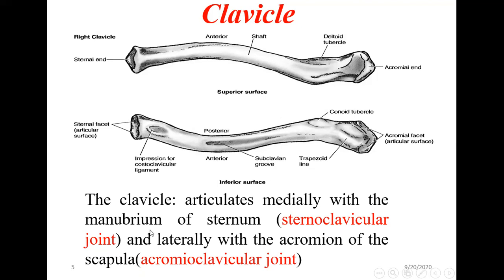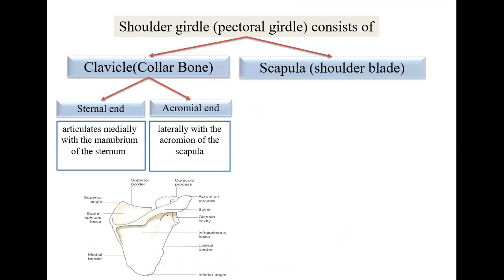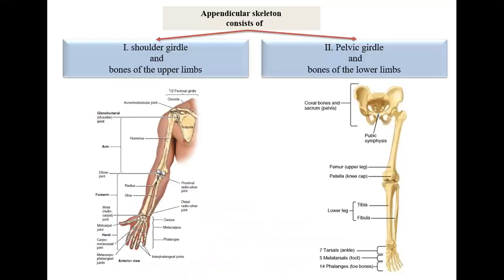So there are two joints which will be formed in the front. If you see here, this is the clavicle in the front, here with the sternum. So here will be the sternoclavicular joint, and here will be the acromioclavicular joint.